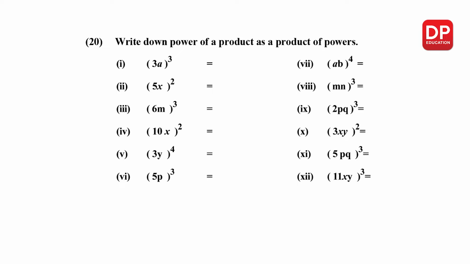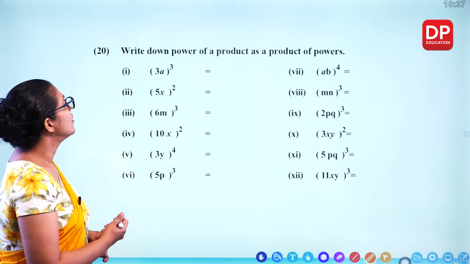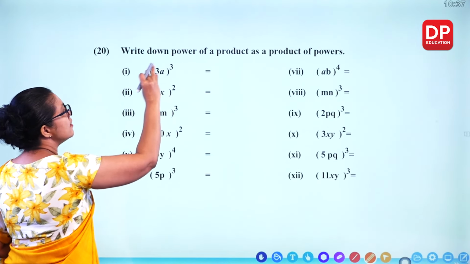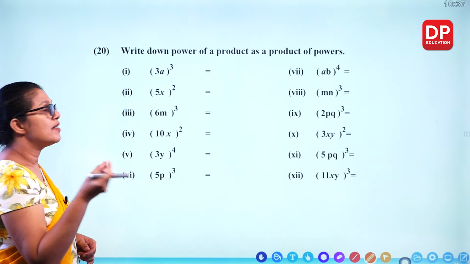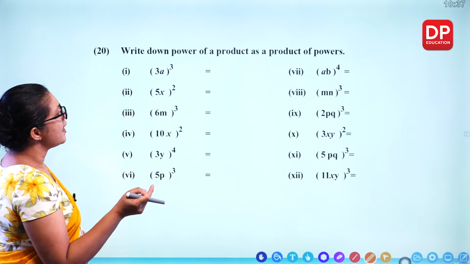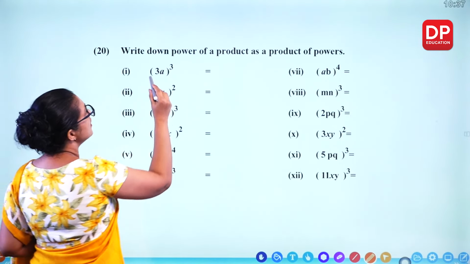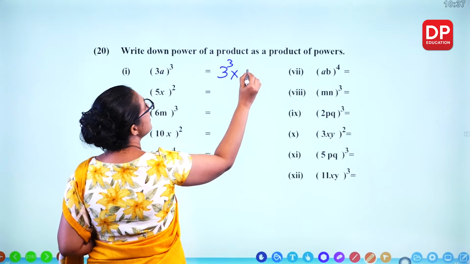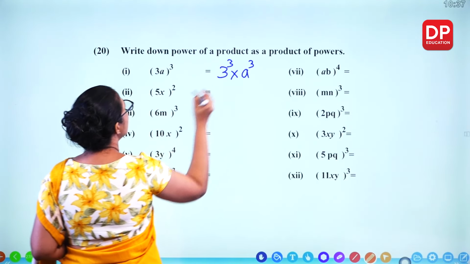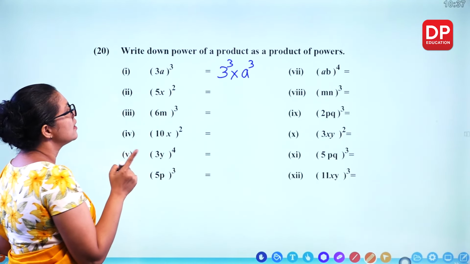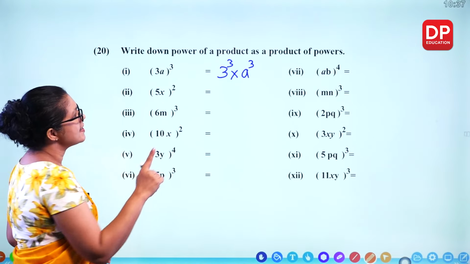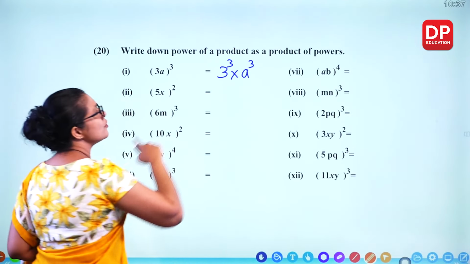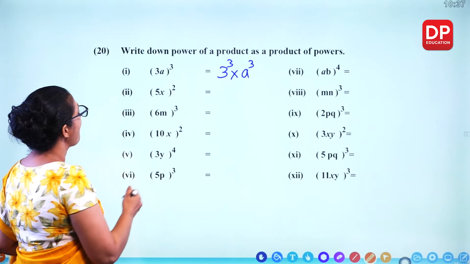Write down power of product as product of powers. So this is something power. One expression with a power, you have to write down separate powers. You can write 3 to the power 3 and a to the power 3. Or you can write without multiplication sign, but it says product of powers. So you show like this.